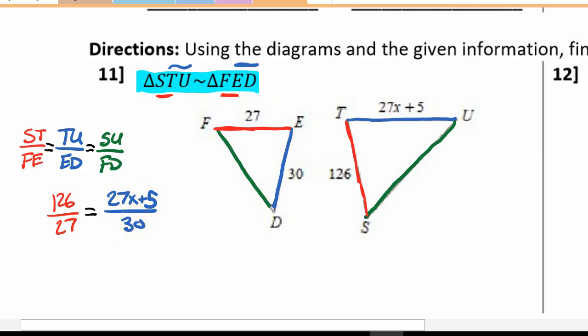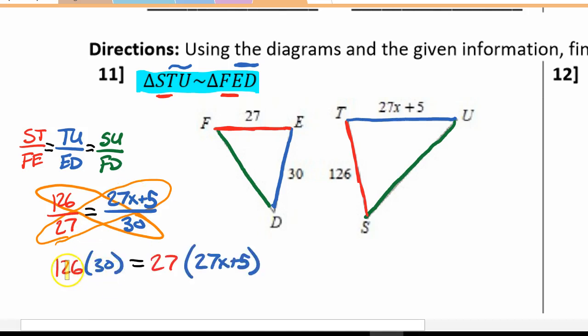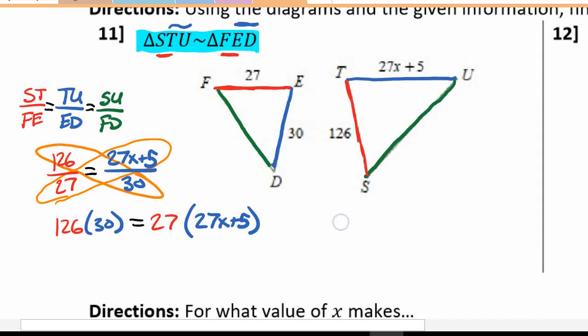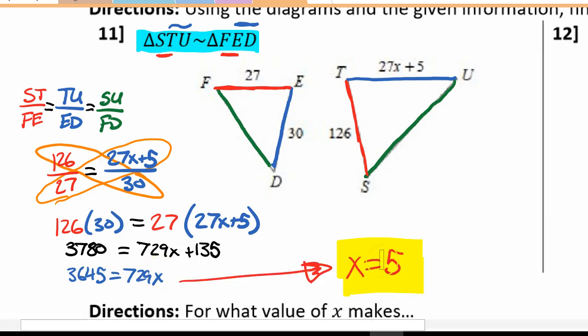Either way would be the same. So to solve a proportion, we cross multiply, meaning I take 126 times 30 and 27 times the quantity 2x plus 5. And then solve a 2-step equation. Plus 135. 729x. So then we'll divide both sides by 729, giving us an answer of x is equal to 5.